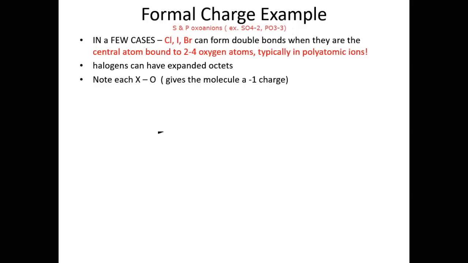The charge of the polyatomic ion indicates the number of single bond oxygen atoms it should have. For example, SO4 2-, when you draw the Lewis structure, should only have two single bond oxygen atoms. PO3 3- should have three, etc.